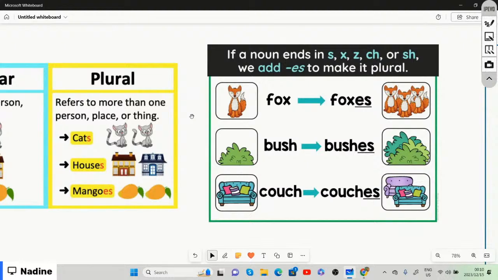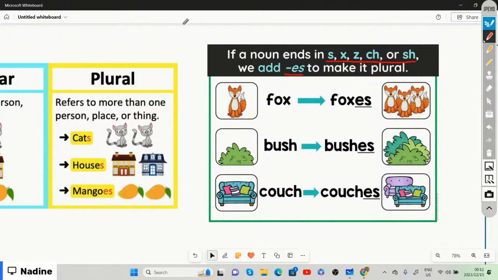All right, so if the noun ends in s, x, z, ch, or sh. Ch is like in church, or sh like in shirts. Basically it needs to end with a sh, like bush. Then we add the es. So that is also where the es comes in.